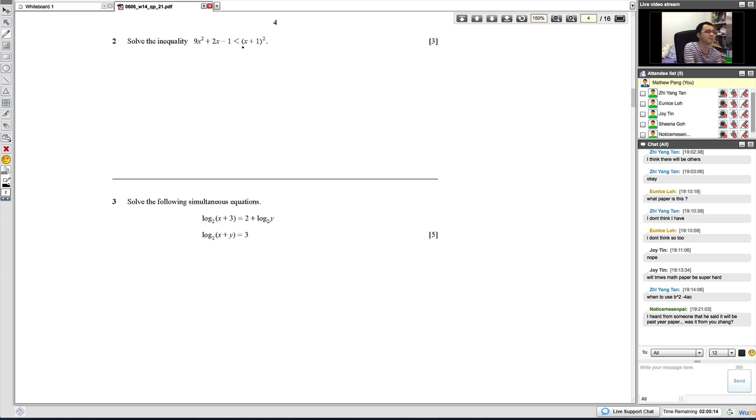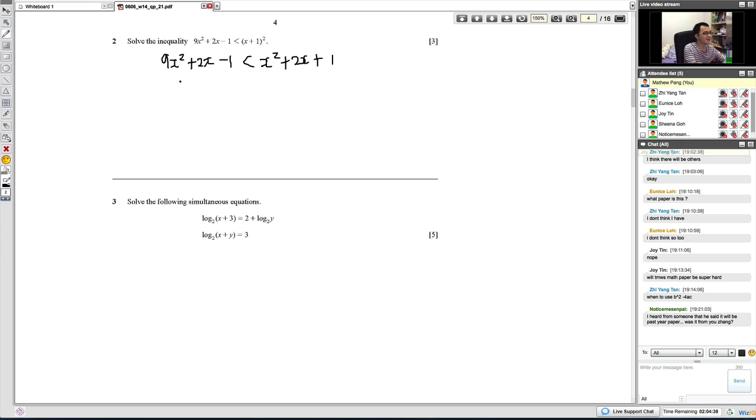This is quite simple because normally in an inequality you do not have the modulus symbol. Normally it's quite easy. You just expand both sides and then you join them together, make it become 0, that means less than 0 or bigger than 0, and then you can easily get the correct answer. Because this is quadratic, this is 9x squared plus 2x minus 1 is less than x squared plus 2x plus 1. And just expand x plus 1 squared, which becomes x squared plus 2x plus 1, and then move everything to my left hand side.